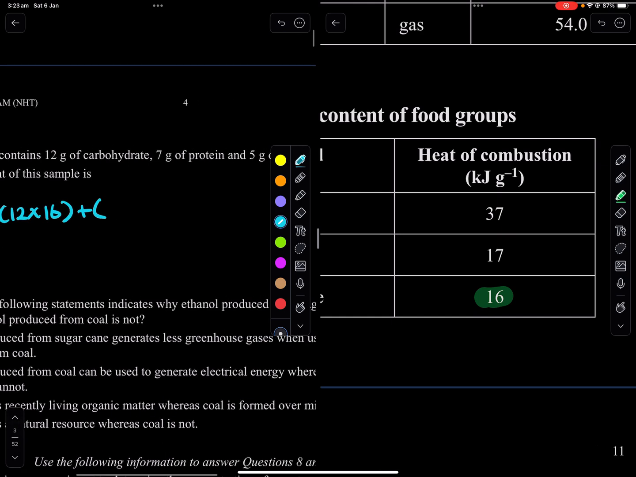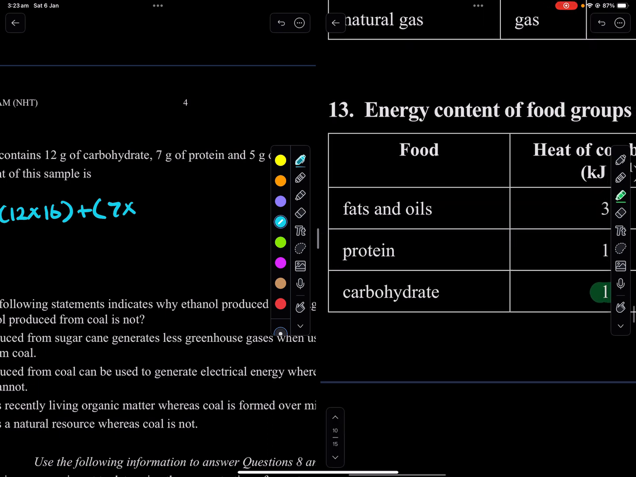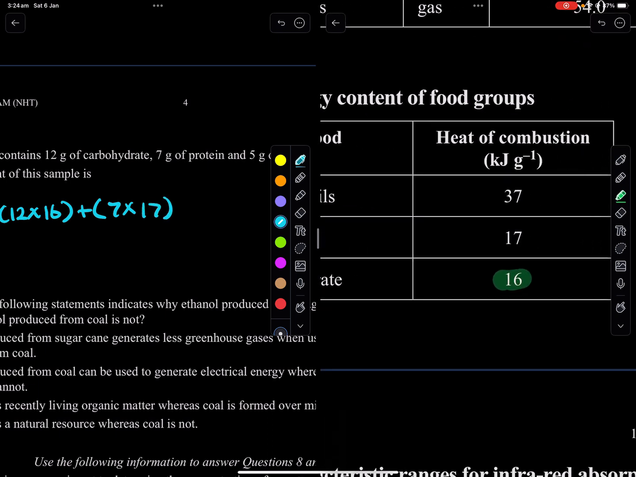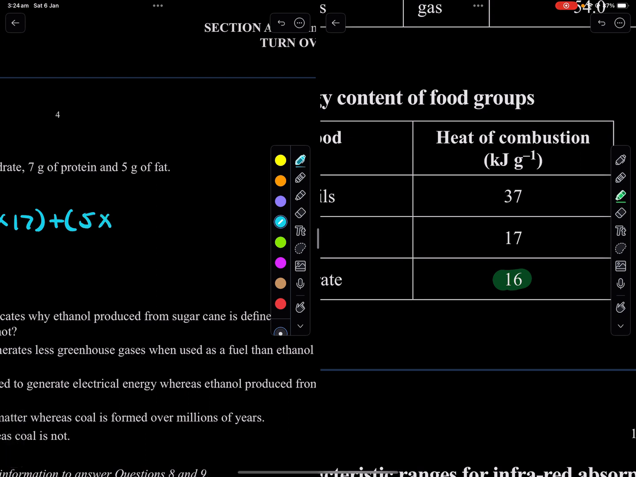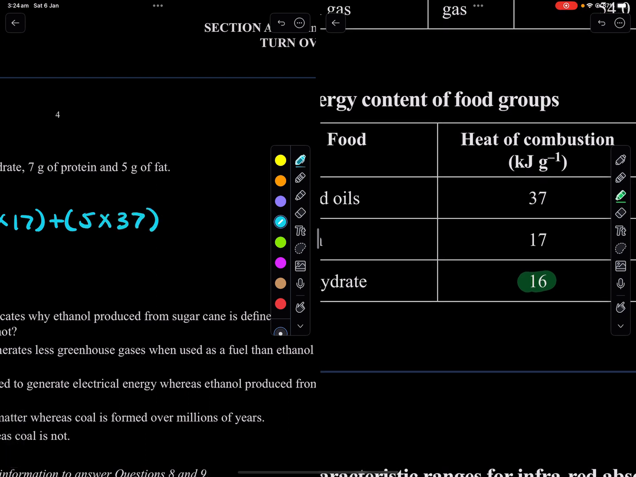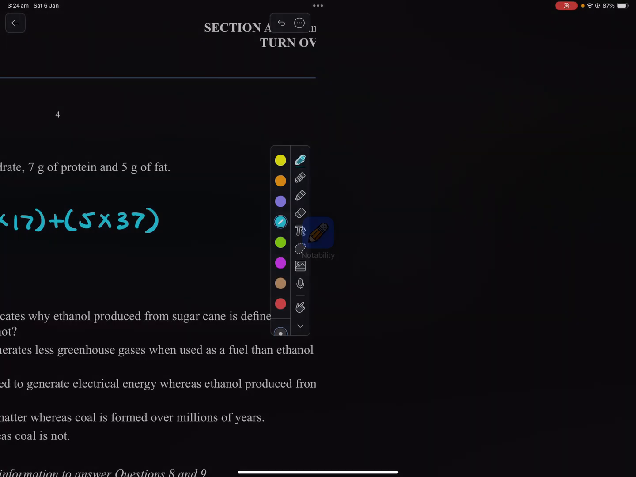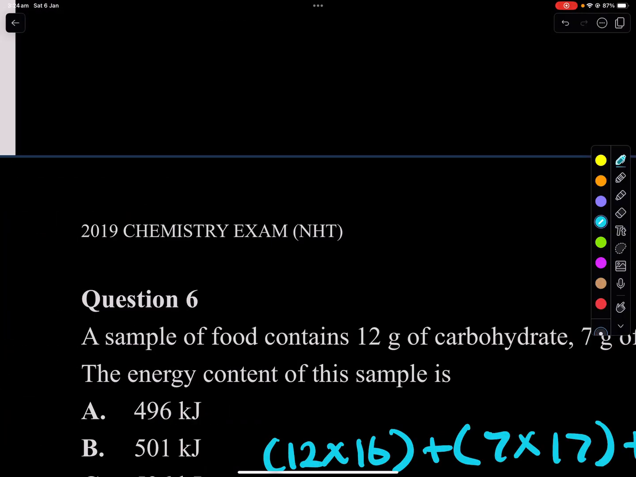Plus, we have 7 grams of protein. And how much does protein give? It gives 17. Plus, how many grams of fats? We have 5 grams of fat, which is 37. And remember, all this will be in terms of kilojoules.